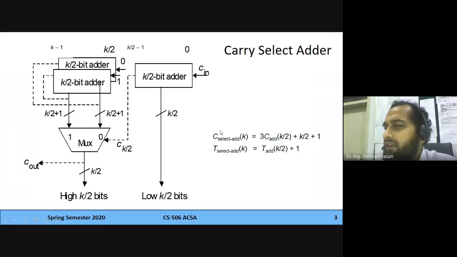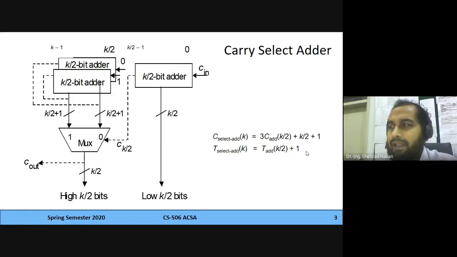The time over here, obviously, this all is done in parallel. So the only time is equivalent to a single k by 2 bit adder. The time of a k by 2 bit adder is represented as t add k by 2. This one time is for this multiplexer. So it's going to take just one cycle and it's going to determine the result, right? So you can see that the time has been halved. So if k is 32, it's just going to take maximum 16 ripples, plus 1, 17 ripples, 17 units to give you the answer.